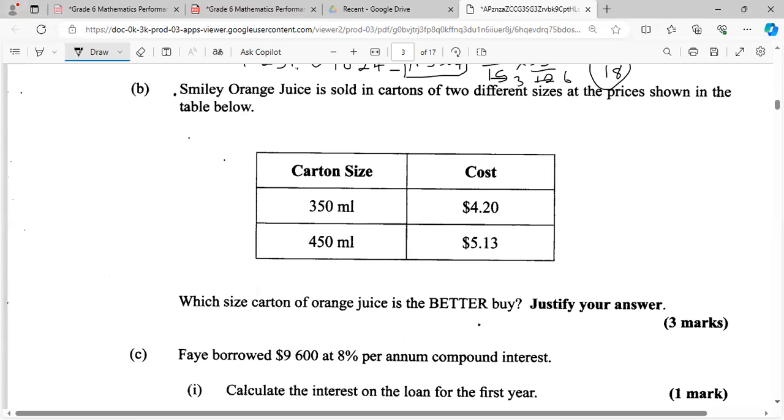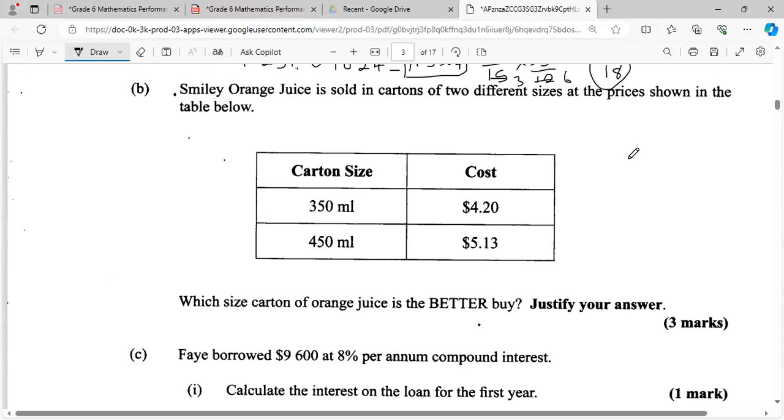Alright? So it says now, Smiley Orange is sold in cartons of 2 different sizes at the price shown in the table below. The carton size is 350 milliliters and the cost is $4.20, while 450 milliliters is sold for $5.13. Which size carton of orange juice is the better buy? And for 3 marks, you should justify your answer.